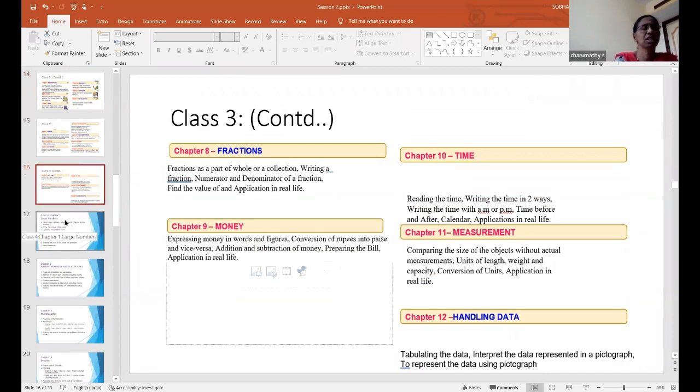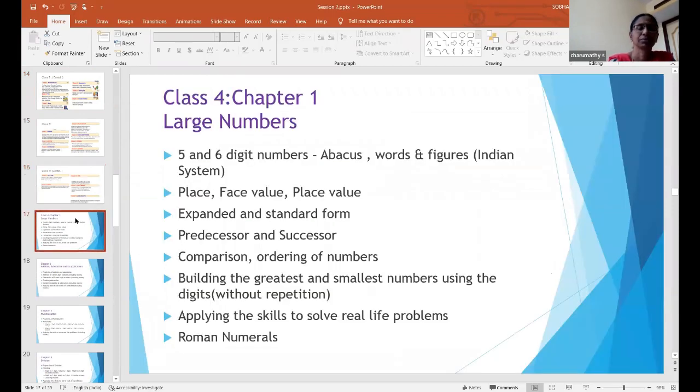Any suggestions on class 3? Or shall we move forward to class 4 and class 5? Yes, ma'am. We'll move to class 4. Class 4, I have just listed out what are the subtopics that we deal in each chapter. In chapter 1, these are the subtopics.